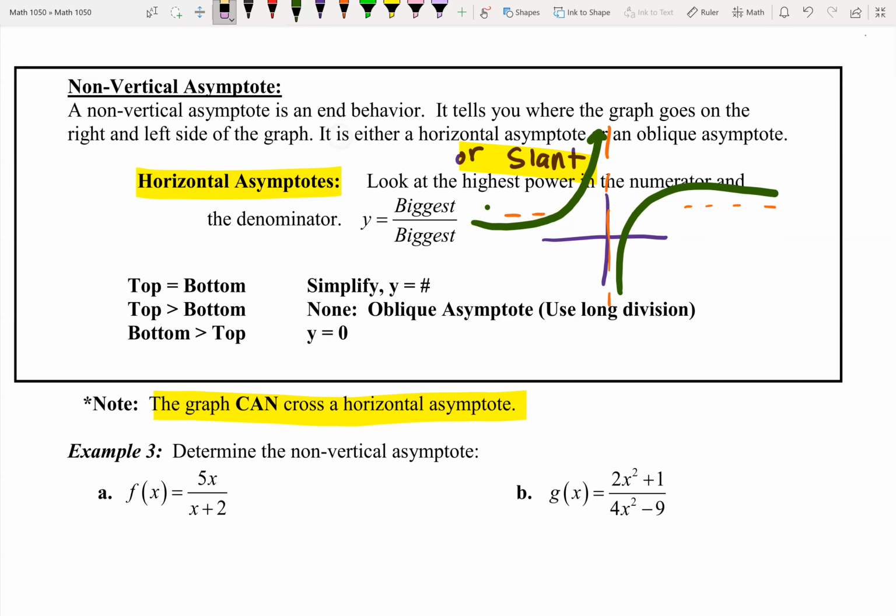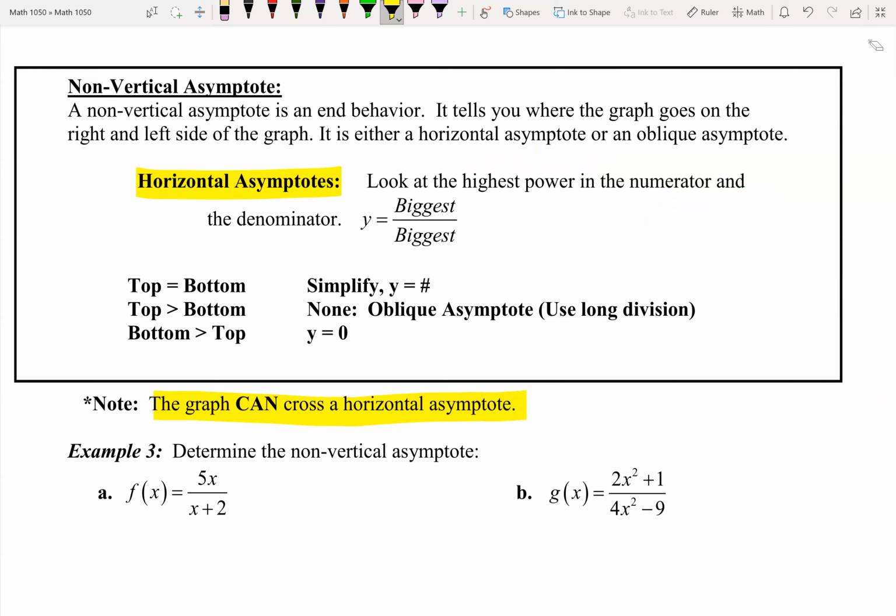Okay. All right. So here's how you do it. Here's what I want you to remember. I'm just going to keep drilling you and asking you, how do you find a horizontal asymptote? And your response is going to be biggest over biggest.